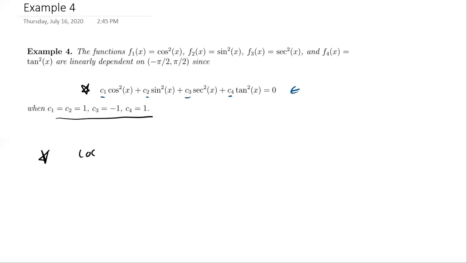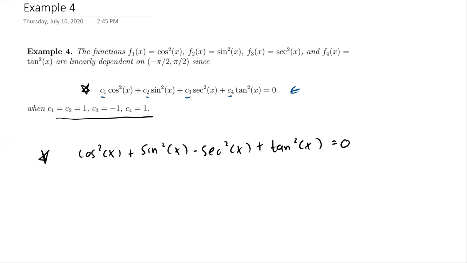Well, C1 is 1, so we get cosine squared, plus C2 is 1, so we get sine squared, plus C3 equals negative 1, so we actually get negative secant squared. And then C4 is 1 again, so we get plus tangent squared x. Again, I just plug those coefficients into this equation. So it must be that this equation is true for all x in this interval. So is it true that for all x in negative pi over 2 to pi over 2, this equation is true? Well, we can check.